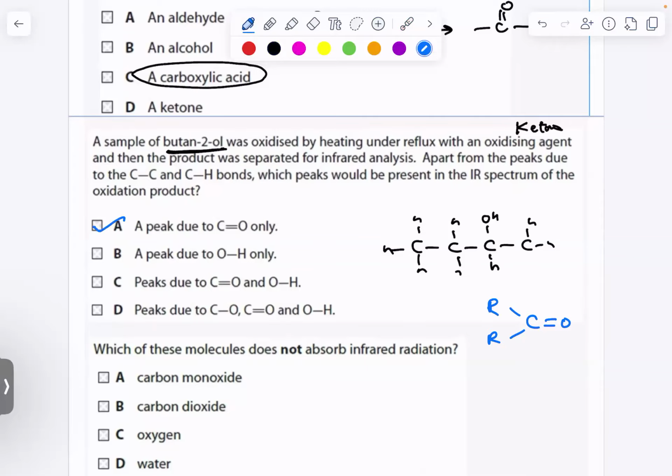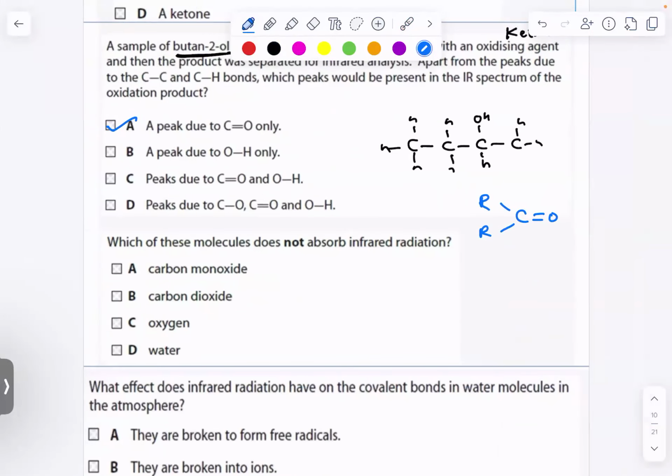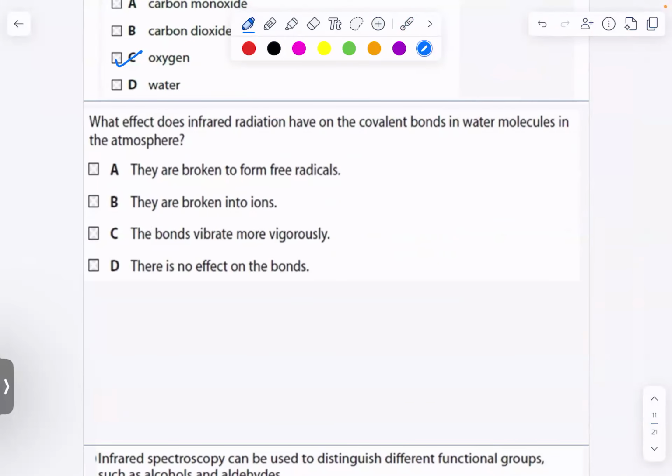Now the next one. Which of these molecules does not absorb infrared radiation? C. Oxygen, absolutely correct. Well done. By the way, all these questions are from your past paper, right? All right. What effect does infrared radiation have on the covalent bonds in water molecule in the atmosphere?